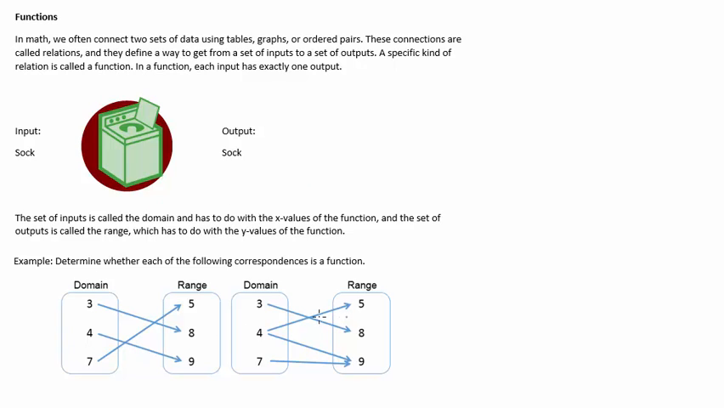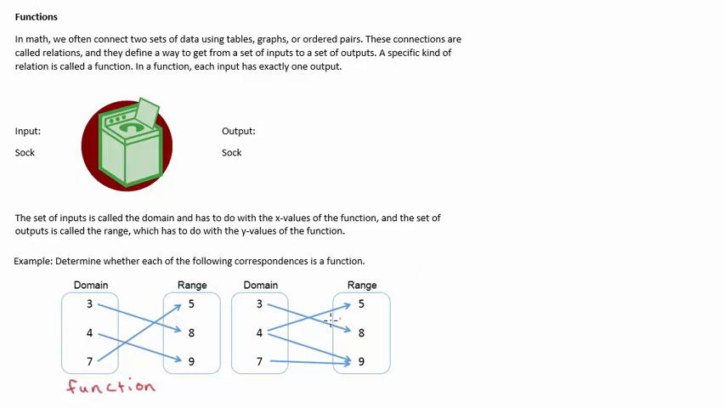So here I have a couple of examples. This first example, you see we've got 3, 4, and 7 in our domain, 5, 8, and 9 in our range. These arrows are showing us the relationship between our domain and our range. Well, in order for this to be a function, each input has to have exactly one output, which, if you look, each input has exactly one arrow pointing to something in our range. So yes, this first one is a function.